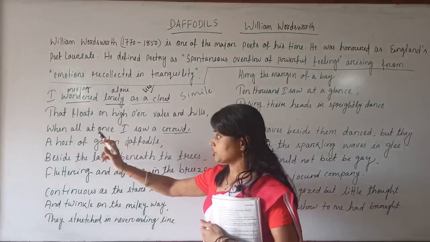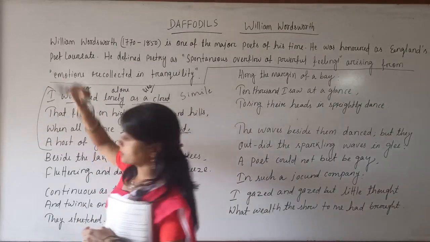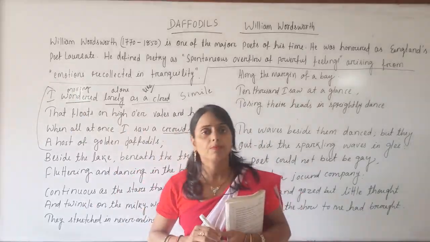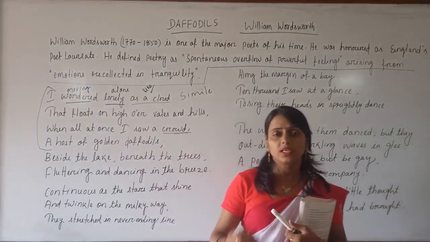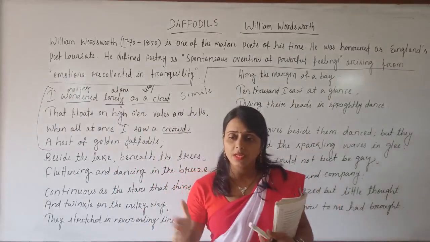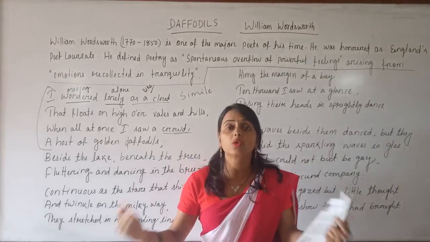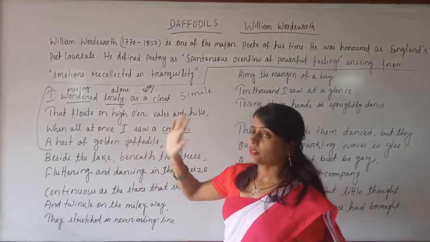So here it is mentioned, so in these first four lines what is emphasized? It is emphasized that the poet was moving aimlessly just like a piece of cloud that moves over the hills and valleys aimlessly, and when he was moving at that time, suddenly he saw a host, means a group of golden daffodils.